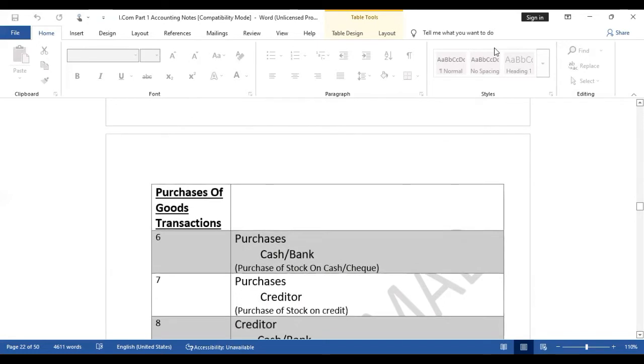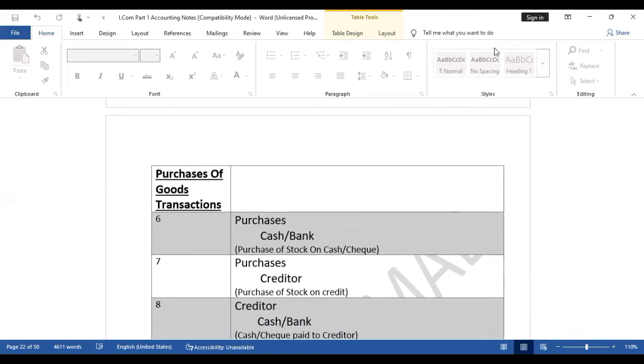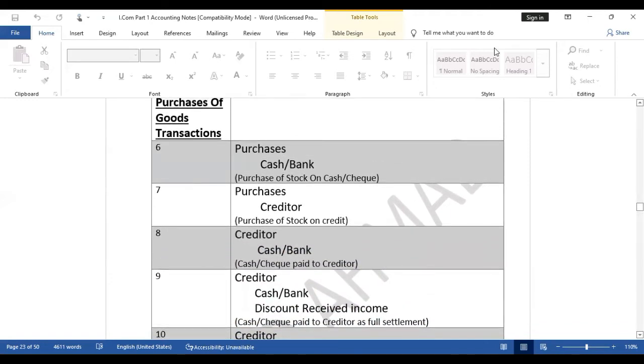Entries when a business purchases some saleable items for its business: when such items are bought on cash, the entry will be purchases debit, cash credit, or purchases debit, bank credit. Or if they are purchased on credit, then the entry will be purchases debit, creditor credit. And when this creditor is paid for the goods purchased from him in the form of cash or bank balance, the entry will be creditor debit, cash credit, or bank credit.